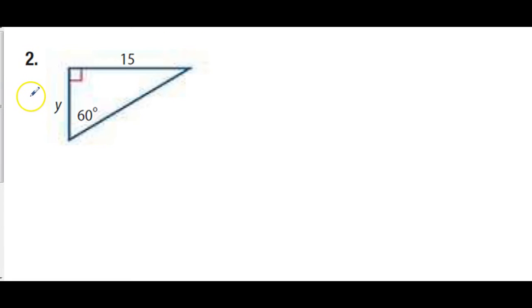Number 2. Again, press pause if you kind of have a hang of it or the 30, 60, 90 is coming back to you. Press pause and give it a try. This is 90, this is 60, so I know that's 30. Before I try to analyze any side lengths, I'm going to make a note of my properties. Across from 30 is x. Across from 90 is 2x. And then across from 60 is x root 3.